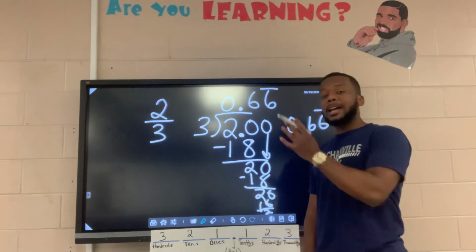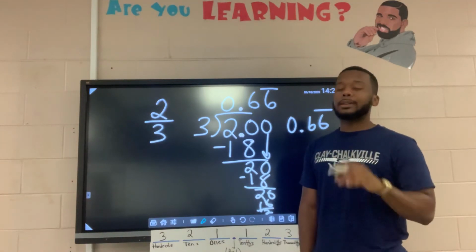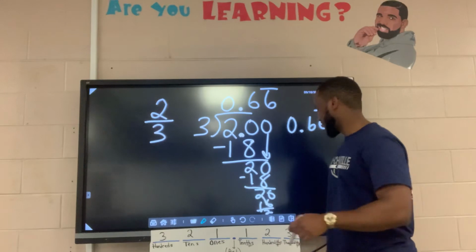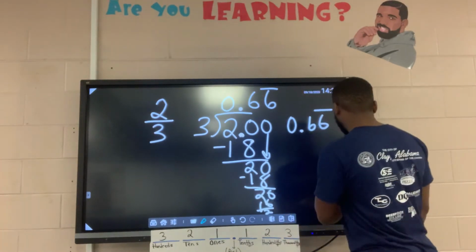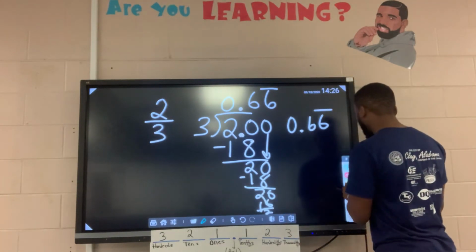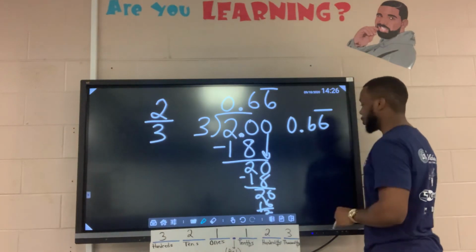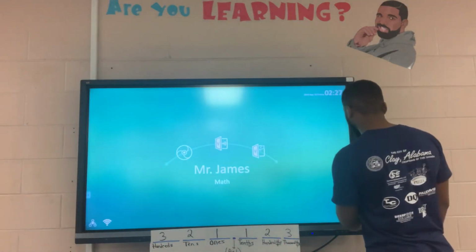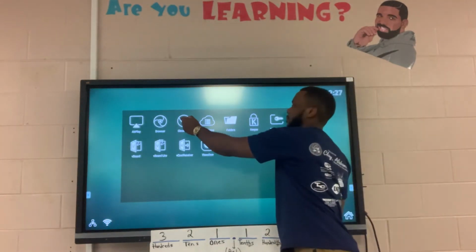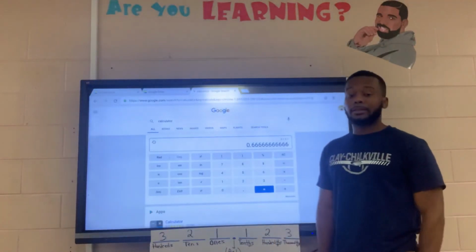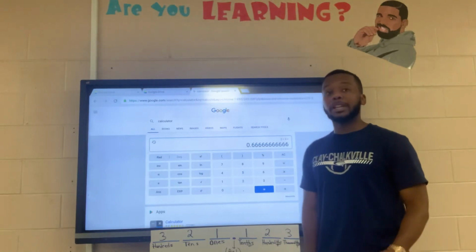So that's how you do it one way, but there is another way, an easy way. Let's look at it. Of course, I want you to know how to do it this way, and I expect you to know how to do it this way. But also, sometimes you might have a calculator. And now let's look at how to do it in a calculator.